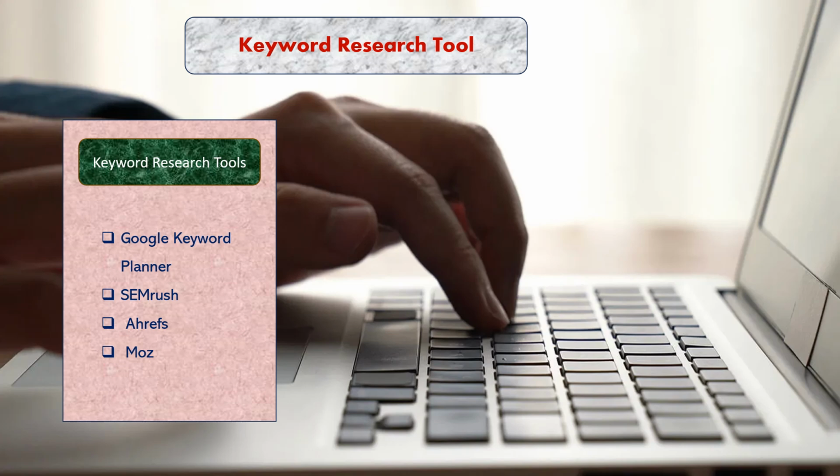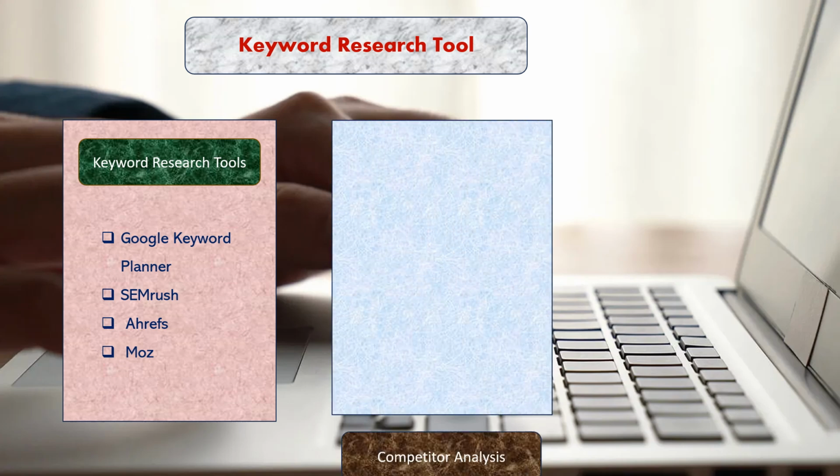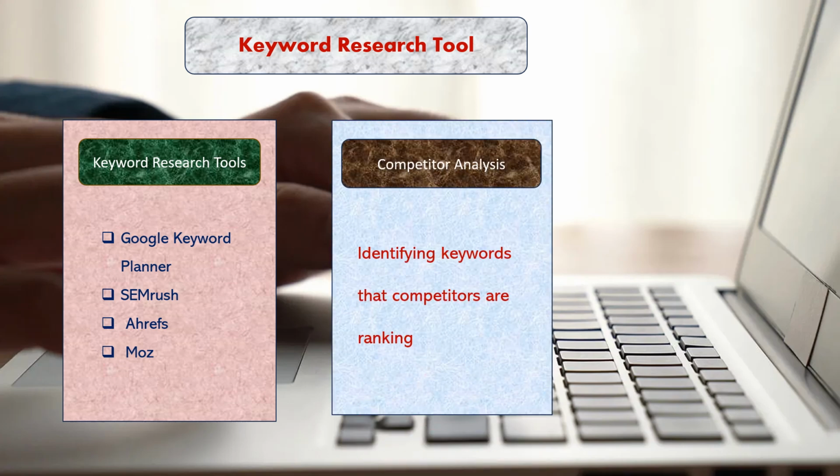To decide what type of keyword we should set up, there are several tools available. The first ones are Google Keyword Planner, SEMrush, Ahrefs, and Moz. You can simply type these names into Google and use them, or go to these sites directly to get more information. Now the next thing is competitor analysis. What is competitor analysis?